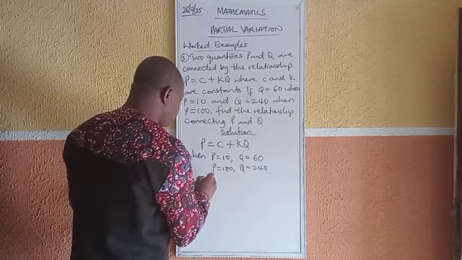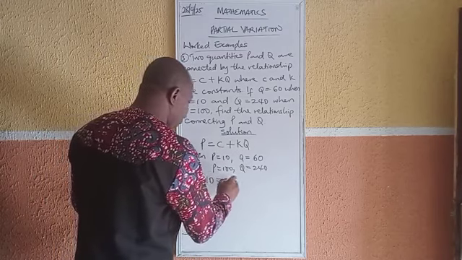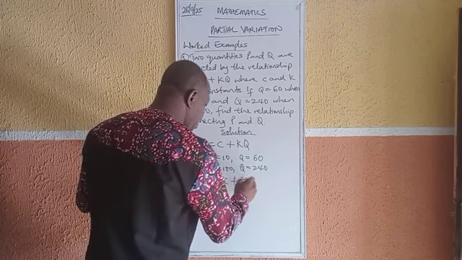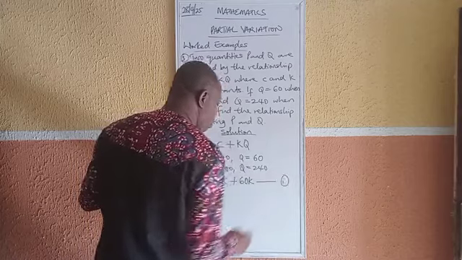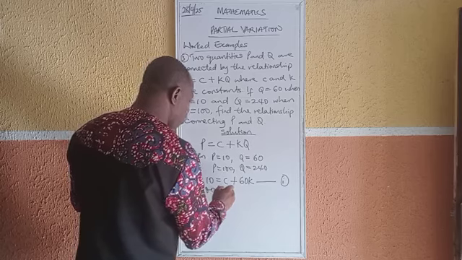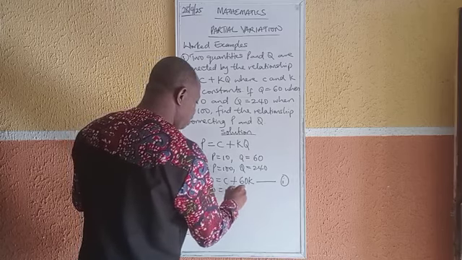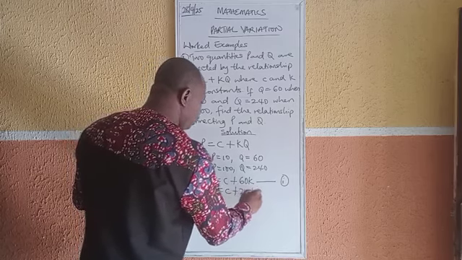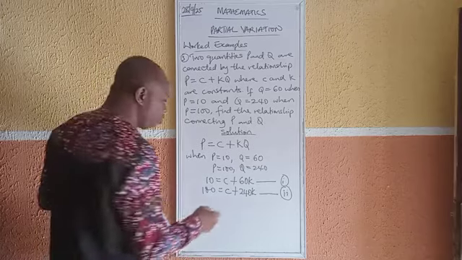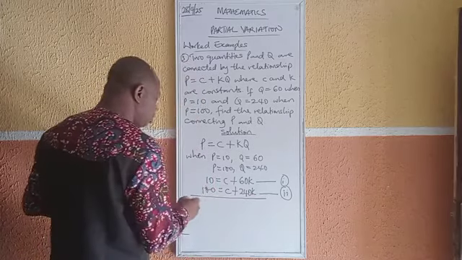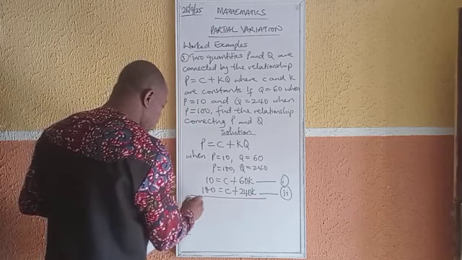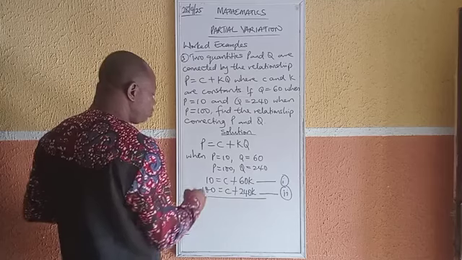That becomes 10 equals C plus 60K. That will be our equation 1. Then 100 equals C plus 240K. That will be our equation 2. Now let's use the elimination method to handle this. So equation 1 minus equation 2.